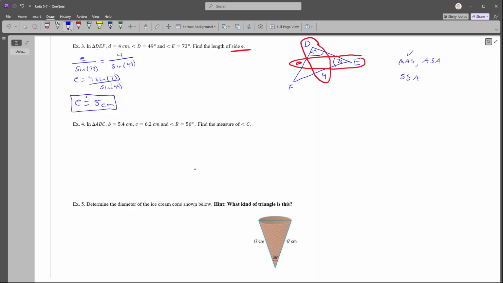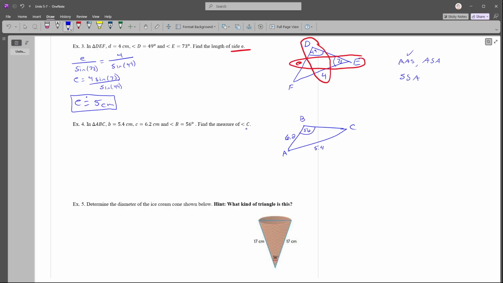The next question is largely the same, except now it's going to be looking for an angle. So let's draw our triangle again. This time we have triangle ABC. So let's do it like this. So let's put A down here, B up here, and C over here. It tells me side B is 5.4 centimeters. So you're going to be 5.4. Side C is 6.2. And angle B is 56.